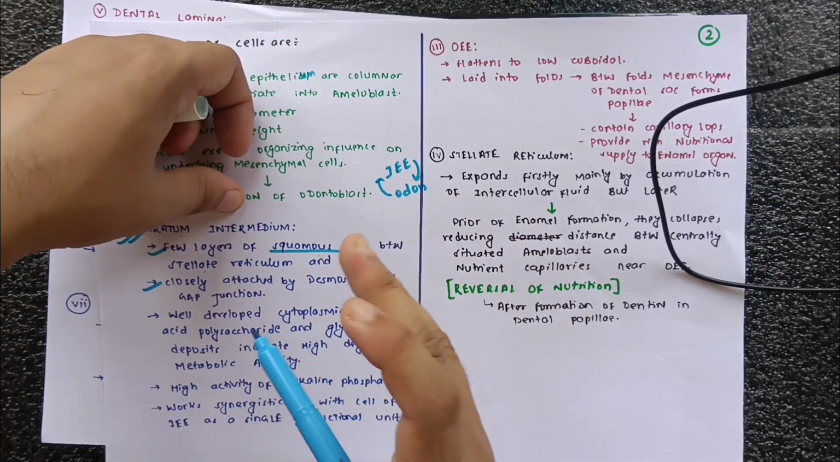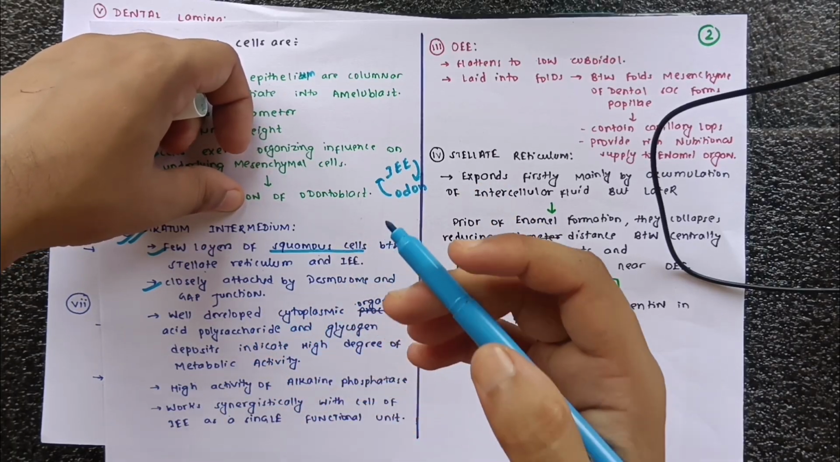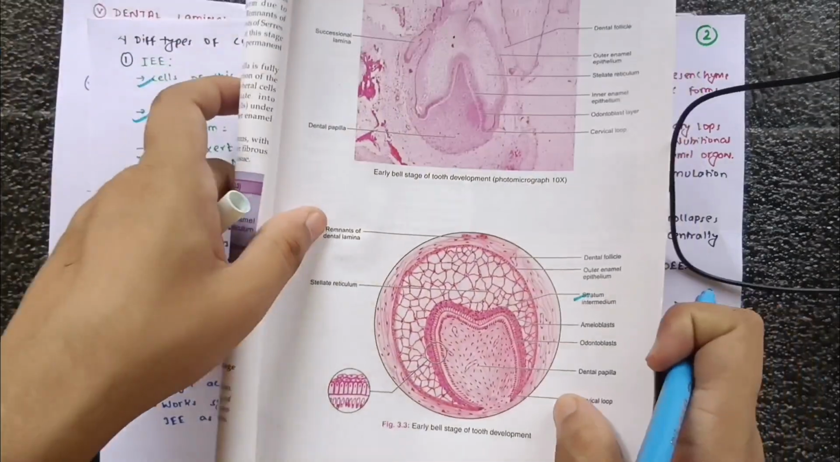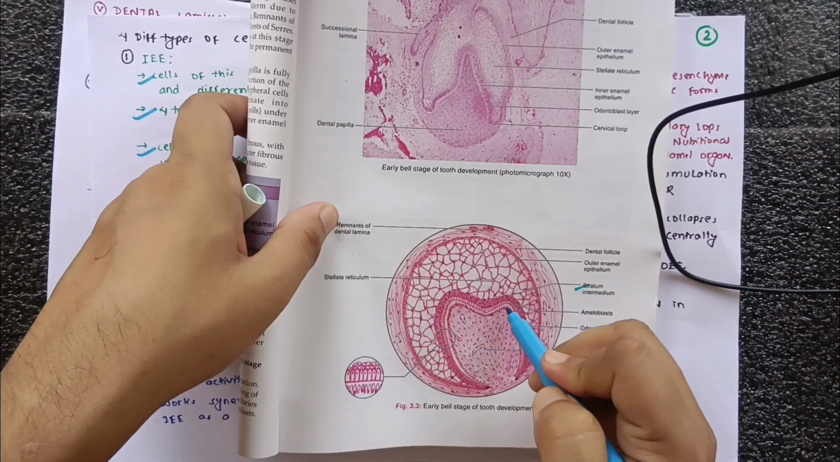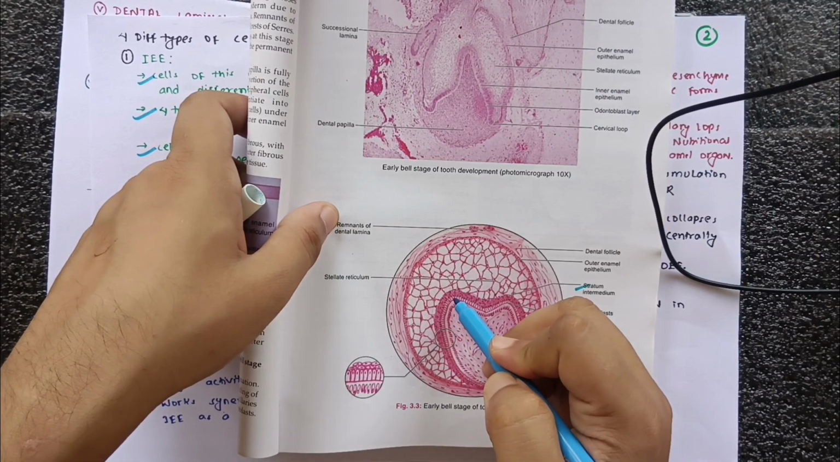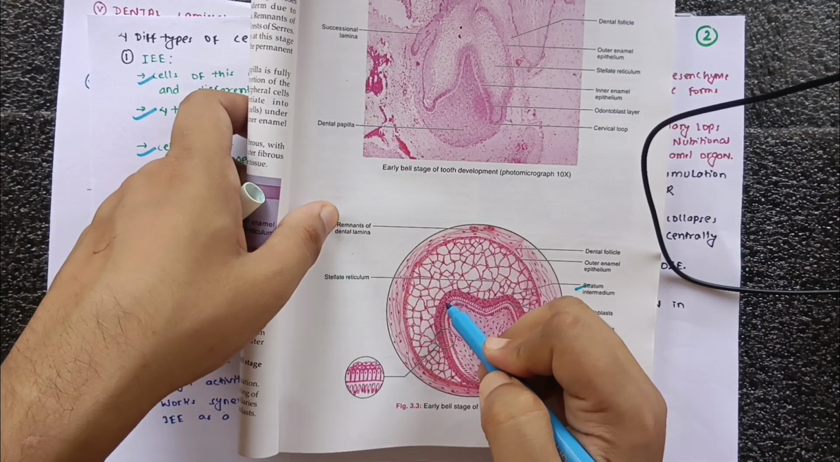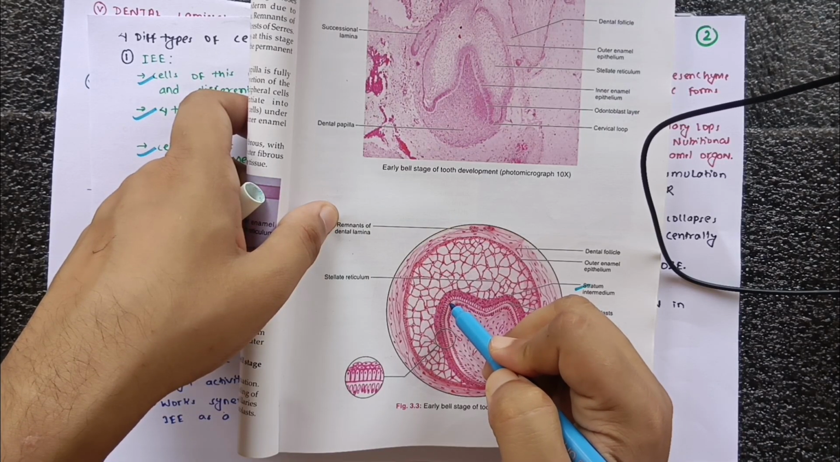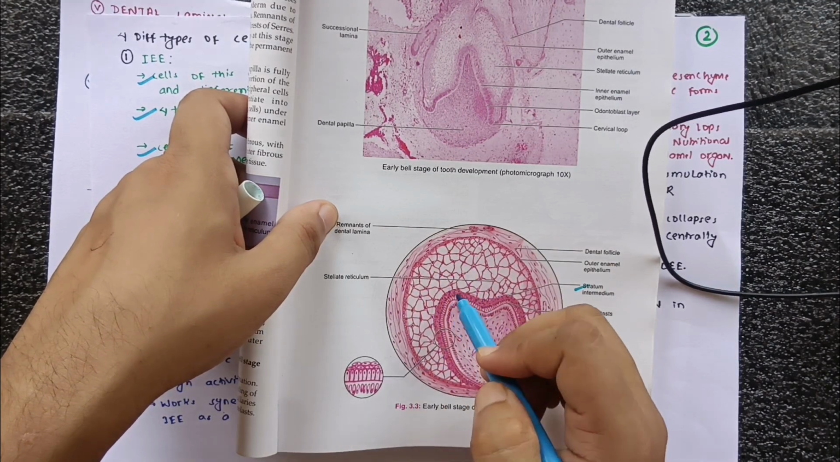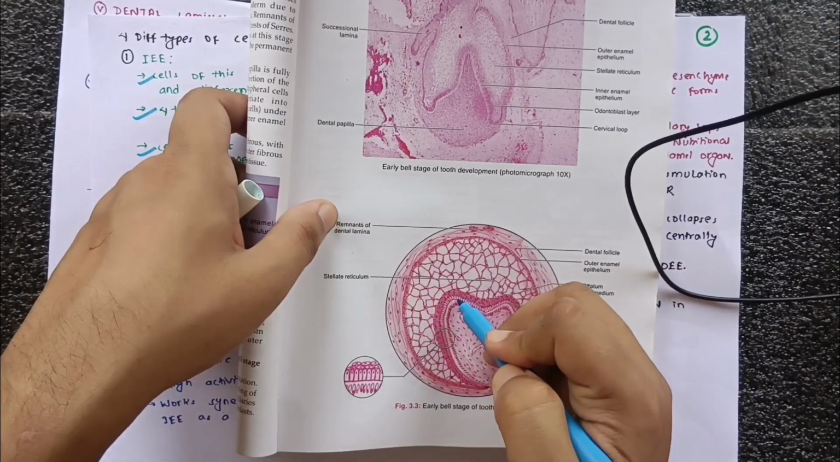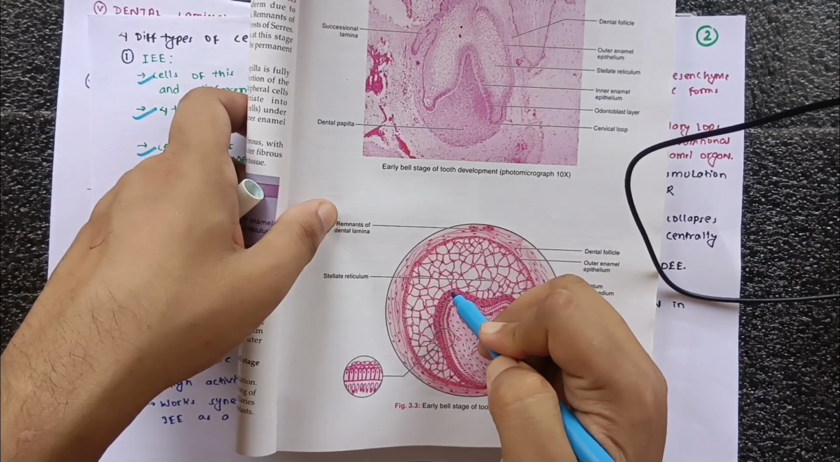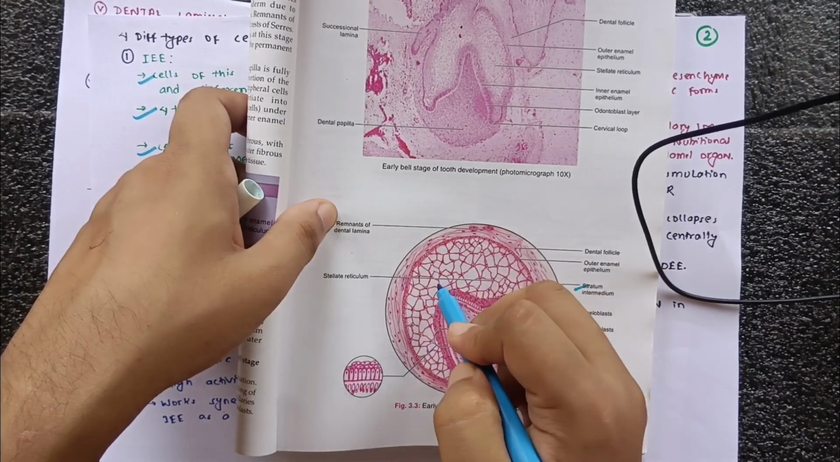and it is closely attached by the desmosome and the gap junction. I forgot to say that the inner enamel epithelial cells are also attached to the basement membrane by the hemidesmosome and attached with each other by the desmosome. So there are perfect connections between the inner enamel epithelial cells too, and these cells are also connected to the stratum intermedium. So there is connection between all those cells.